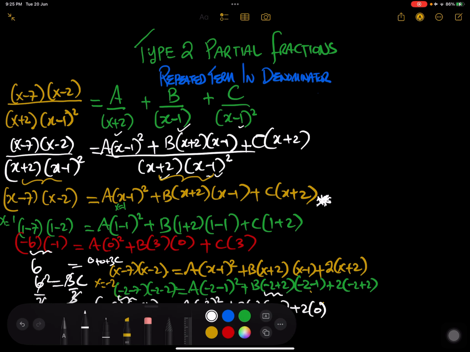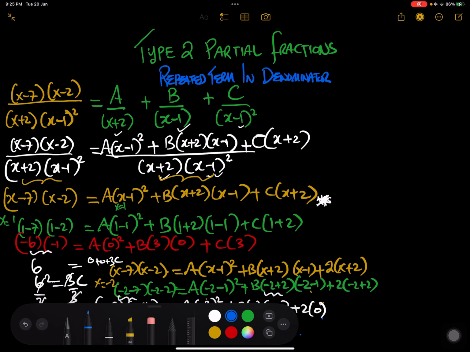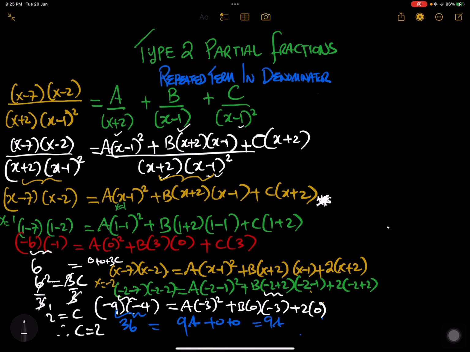So pretty much this whole thing is 36 is equal to 9a plus 0 plus 0, which gives us 9a. As we continue, we have 36 is equal to 9a. We divide both sides by 9, and we get 4 is equal to a. Therefore, a is equal to 4. So we found the value of a, and we are going to plug it in there.